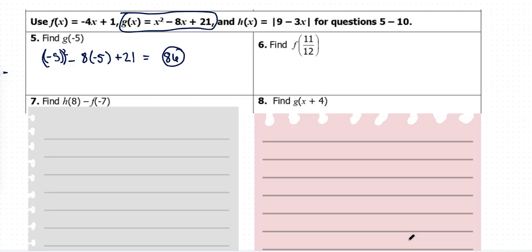So let's do number 6. Number 6 is working with the f function. So for f of negative 4, I'm replacing my x with 11 twelfths plus 1. When I type that in my calculator, I come up with negative 8 thirds. That is my answer.